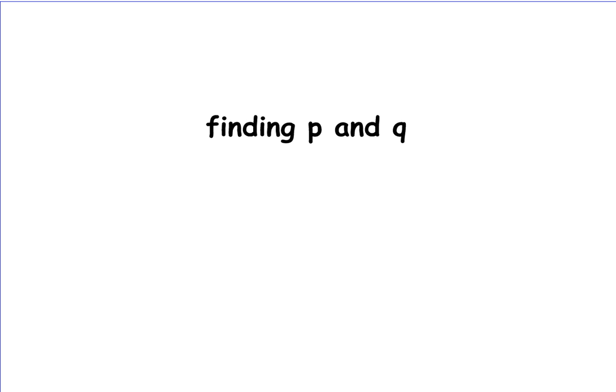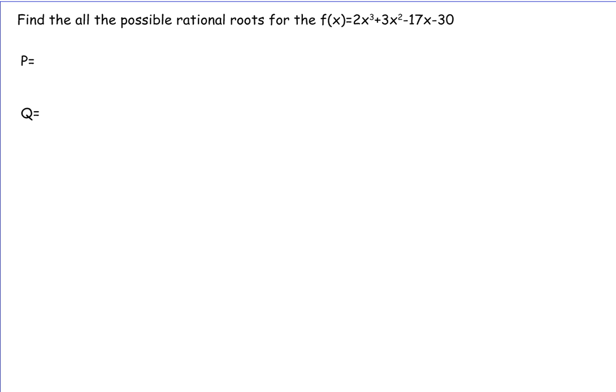Today's topic: finding P and Q and figuring out what to do with it once you have it. All right, so let's look at a function. We have a function here. It's f of x equals 2x cubed plus 3x squared minus 17x minus 30. And we're going to find all the possible rational roots.